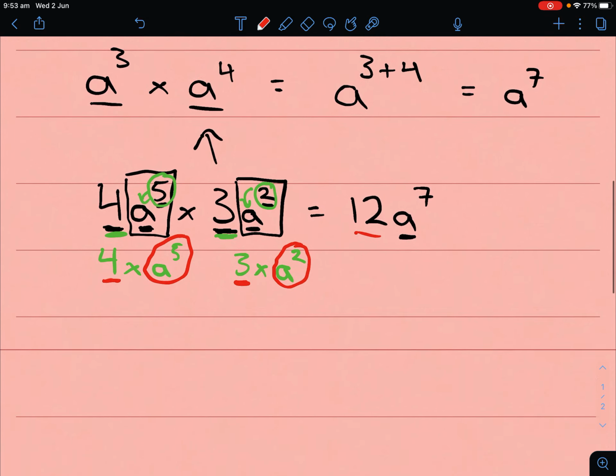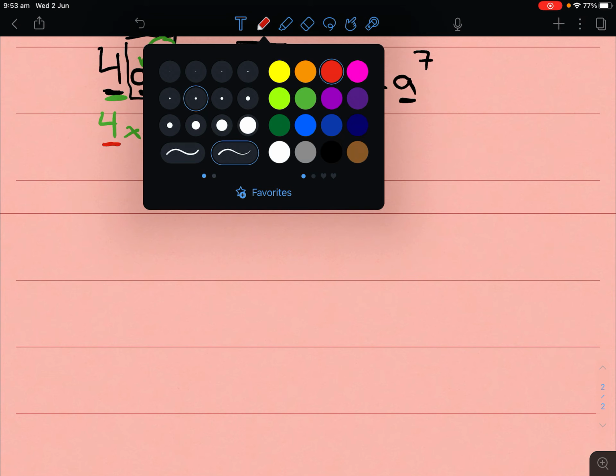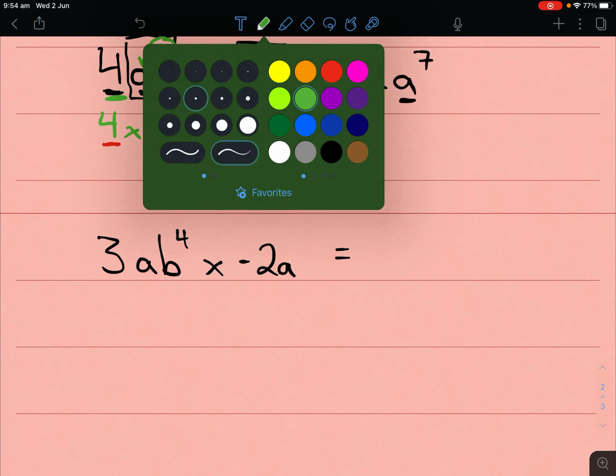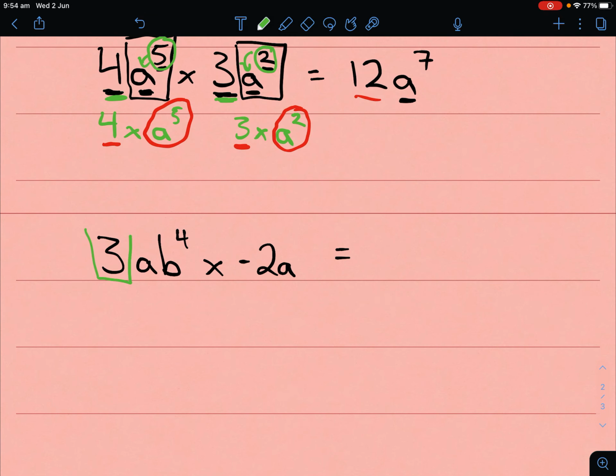Let's have a look at just one more. So let's do 3ab to the 4 times minus 2a. So there's a few things going on here again. So first of all, let's deal with the coefficients. So the coefficients here are 3 and minus 2. So 3 times minus 2 is minus 6.